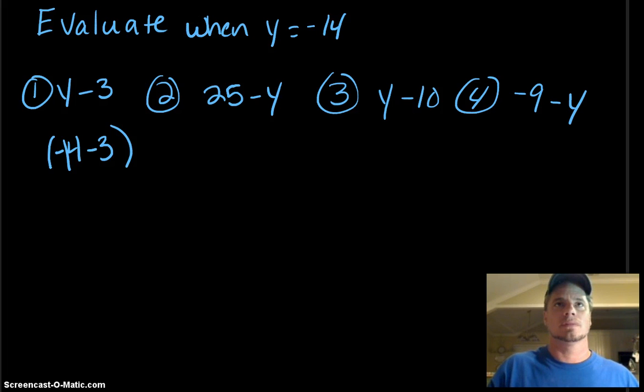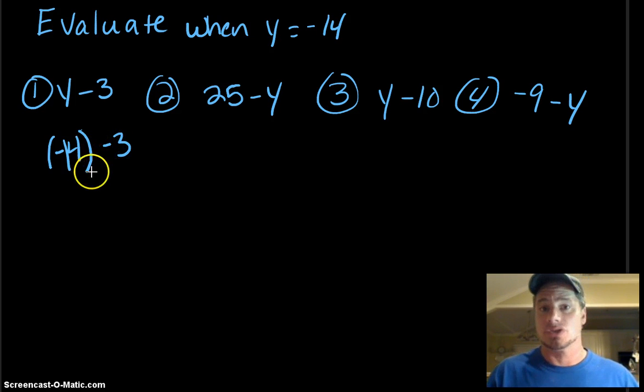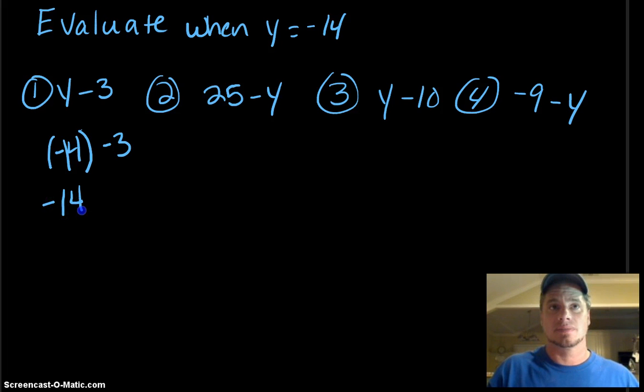Did that wrong. Let me back up here. Okay, I'm going to put the parentheses around that, then minus 3. Now with a subtraction problem, we want to change it to addition. So we'll have negative 14 plus, now we want to change the positive 3 to a negative 3. Now what we have is same sign sum, so 14 plus 3 is 17. Both the numbers are negative, we get a negative answer.